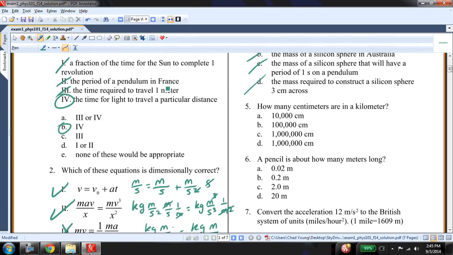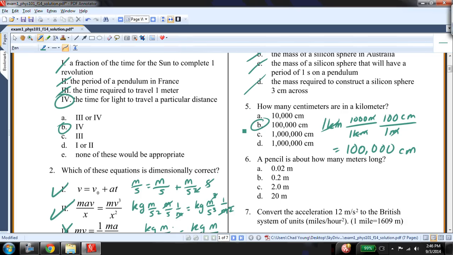How many centimeters are in a kilometer? All right, 1 kilometer. Converting this to meters first, 1 kilometer is 1,000 meters. And in 1 meter, there are 100 centimeters. So multiplying this out, I get 100,000 centimeters. Here our units cancel, leaving me with centimeters. So the answer for number 5 is B.